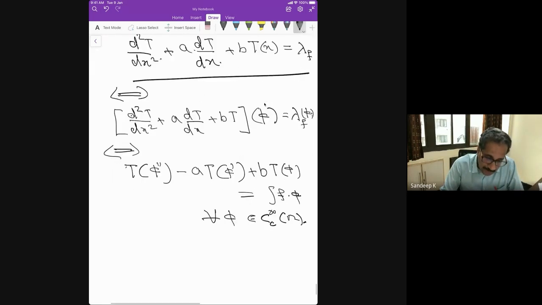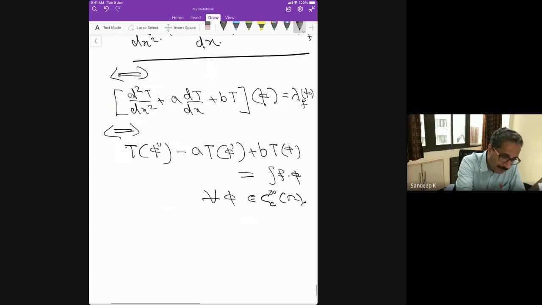And there are other uses of distributions. For example, you must have learned how to solve some differential equations. But the number of equations which you can solve explicitly is very few. Almost all differential equations, you cannot solve explicitly. So in that case, you need different mathematics to solve it.